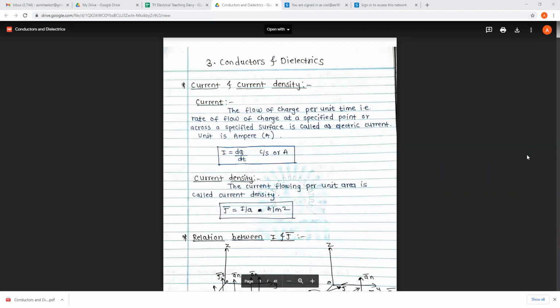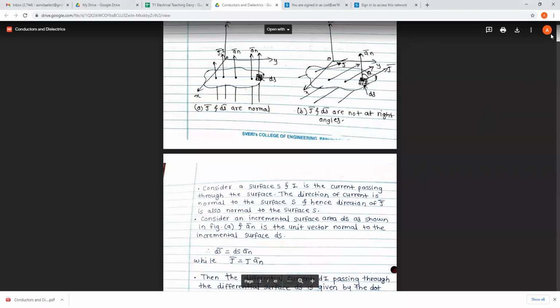So today we are going to start a revision on the third chapter, that is conductors and dielectrics. In this chapter, conductors and dielectrics, the first point is current and current density.